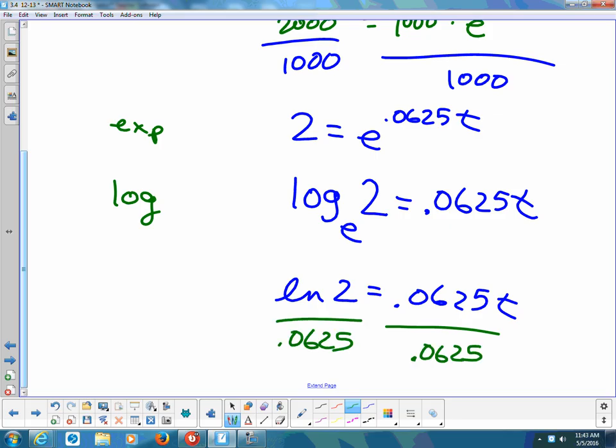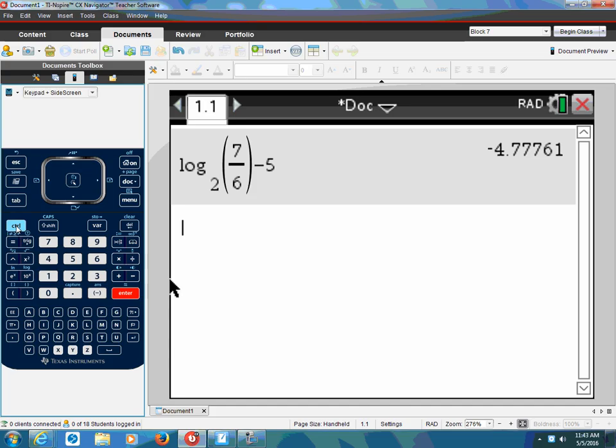So let's try this on a calculator. I want ln of 2 over 0.0625. ln of 2 divided by 0.0625. So it's going to take approximately 11 years for your money to double at that interest rate.